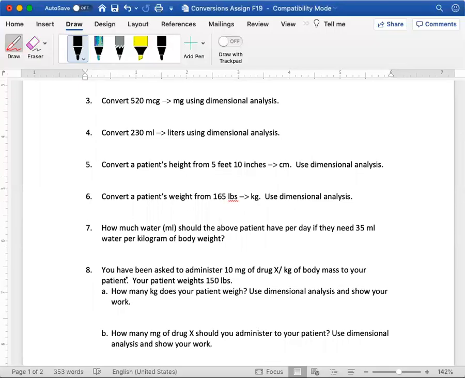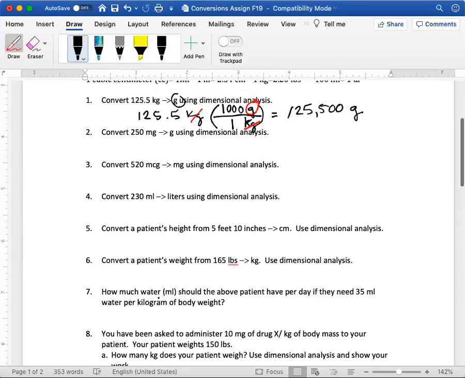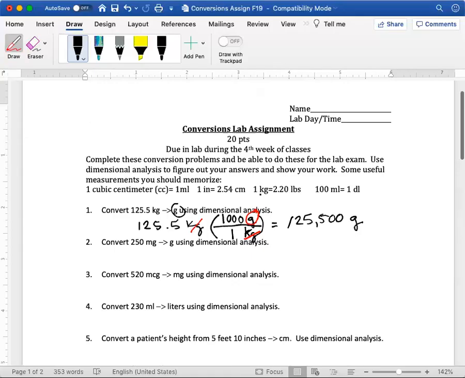Let's see. Number 8 is a little tricky. You've been asked to administer 10 milligrams of drug X per kilogram of body mass to your patient. Your patient weighs 150 pounds. So first you need to convert pounds to kilograms using dimensional analysis in your factor up here, right? So 1 kilogram is 2.2 pounds.